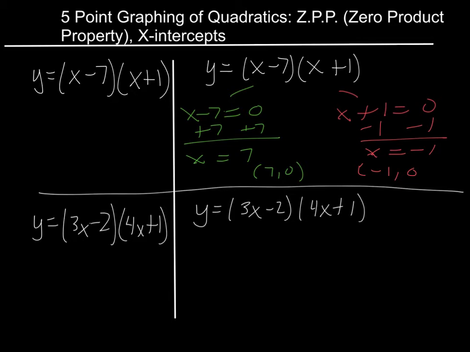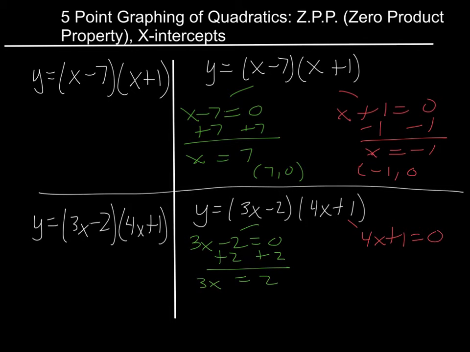Now these bottom two are a little bit trickier because they're not quite so straightforward, but I do it the same way. I'm just going to make this 3x minus 2 equal to 0, and then 4x plus 1 equals 0. Okay, so I do the exact same thing as I did before. No matter how difficult the problems get, I do the same process over and over again. So here I'm going to add 2 to both sides. So now I get 3x equals 2. And then my last step is to divide by 3.